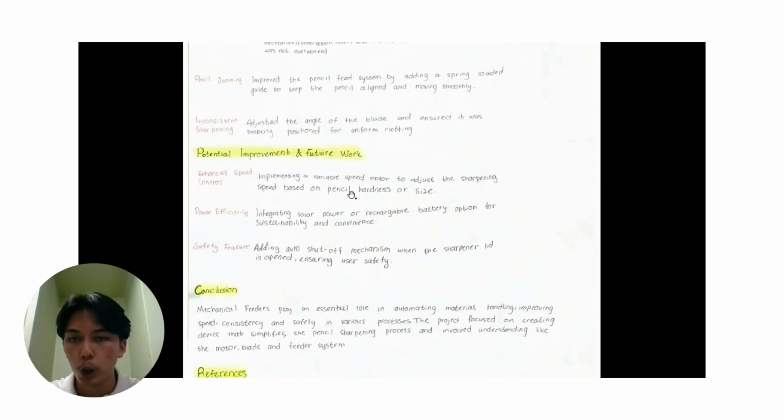So the potential improvements and future work. The first one is enhanced speed control. We can implement a variable speed motor to adjust the sharpening speed based on pencil hardness or size. And the second one is power efficiency. We can integrate solar power or a rechargeable battery option for sustainability and convenience.